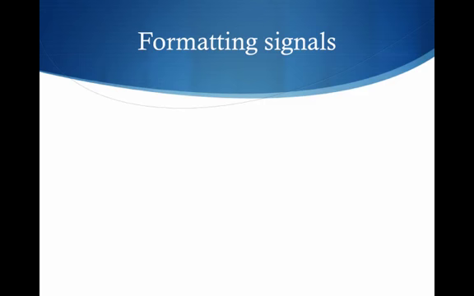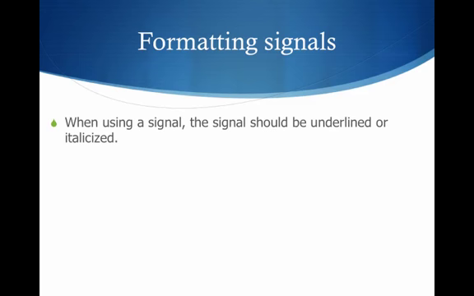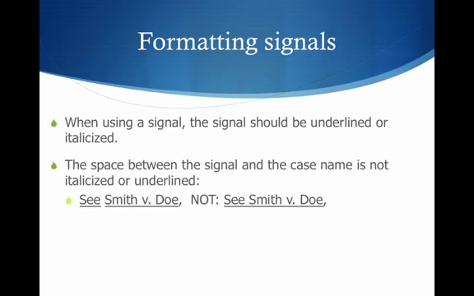When formatting your signals, remember that your signal should be underlined or italicized using the same format you've chosen for your case names or your Ids. Note that the space between the signal and the case name is not italicized or underlined. Notice the space between see and Smith here. There's no underlining. Make sure you're turning your underline off between typing your signal and your case name.